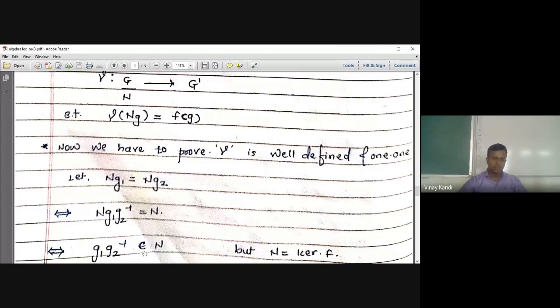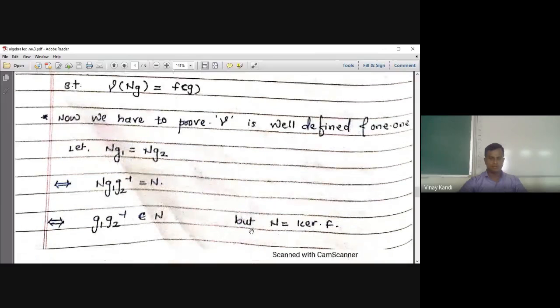Why? Again, this is the basic concept: suppose you have Ha is equal to H, then a belongs to H. माहित आहे का? हे नोट माहित आहे का तुम्हाला? Ha is equal to H. If Ha is equal to H, then a belongs to H, na? By that note, G1G2 inverse belongs to n, but n is equal to kernel f.